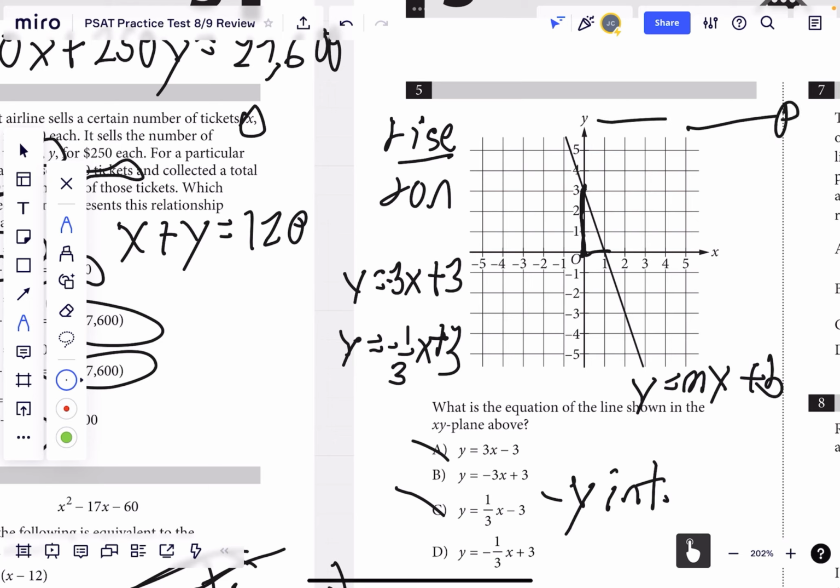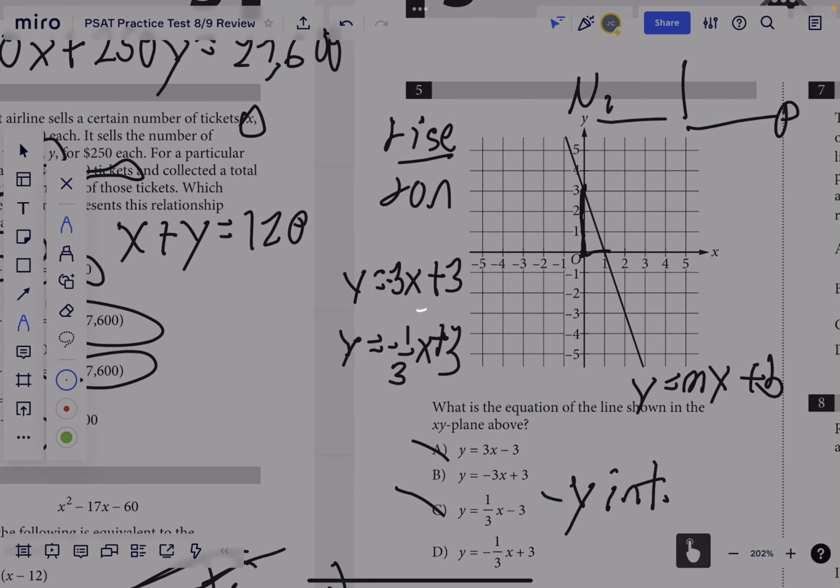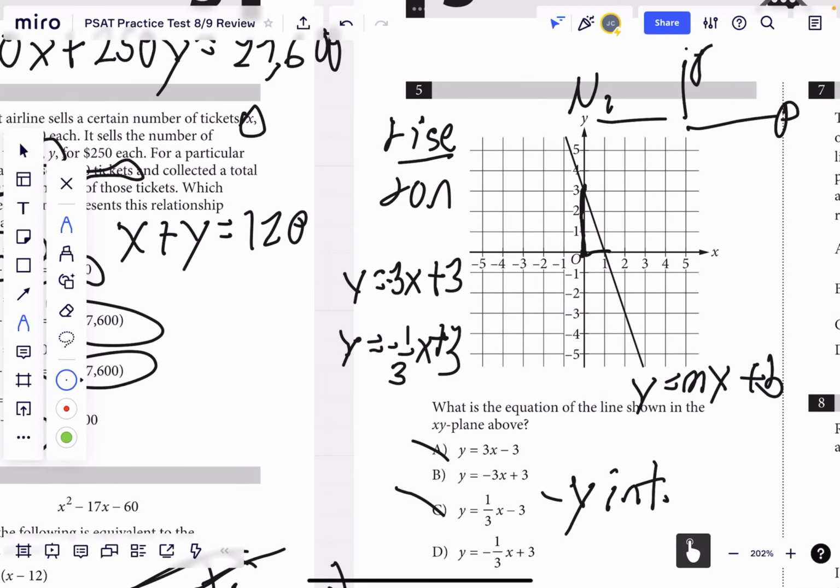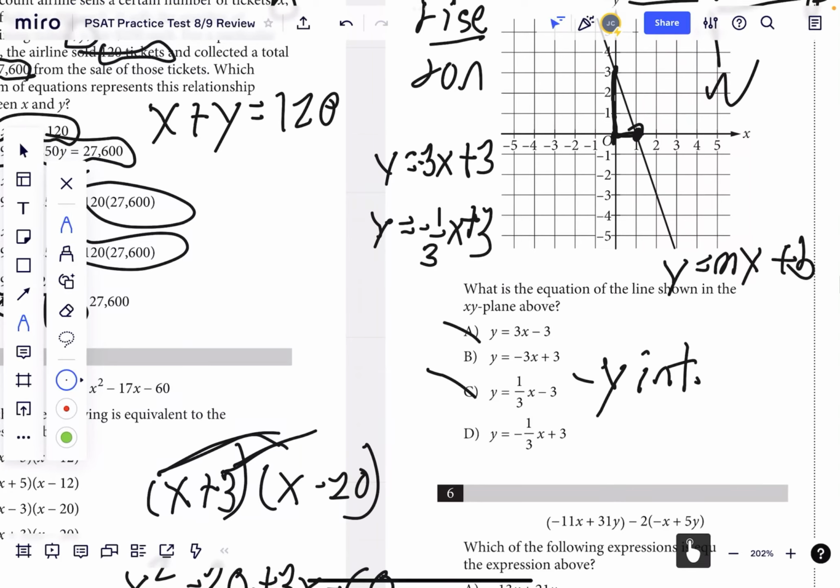When you go to the left, it's negative. And when you go up, it's positive. And when you go down, it's negative. So we could technically go down 3 and go to the right 1. And as you can tell, we're on the line. So this one must be it.